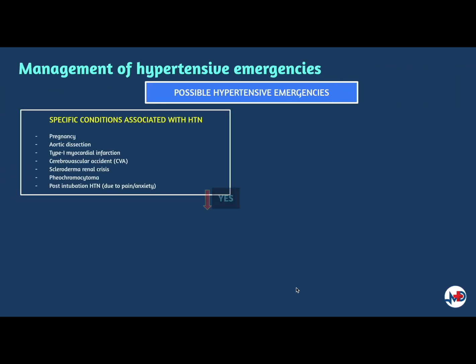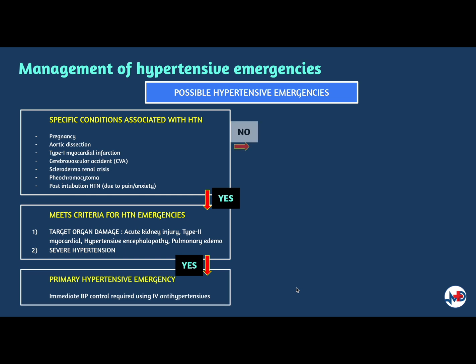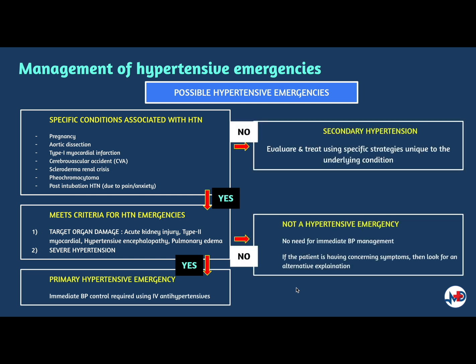There is an approach to possible hypertensive emergency. So there are conditions that are associated with high blood pressure, and these include pregnancy, aortic dissection, type 1 myocardial infarction, maybe a stroke or scleroderma renal crisis or pheochromocytoma.